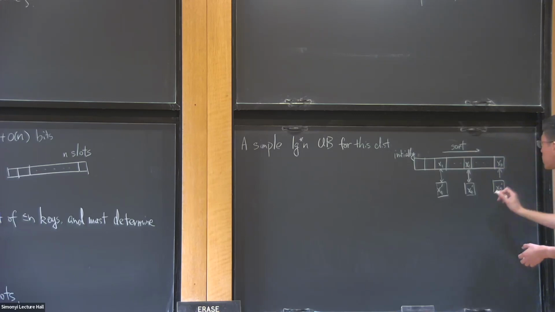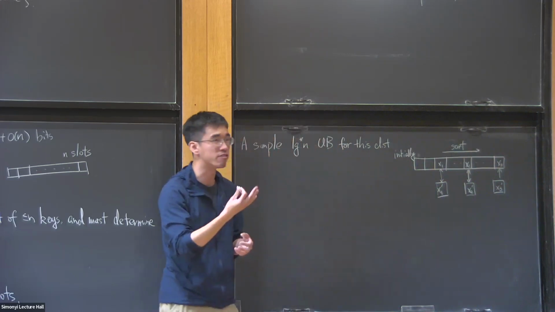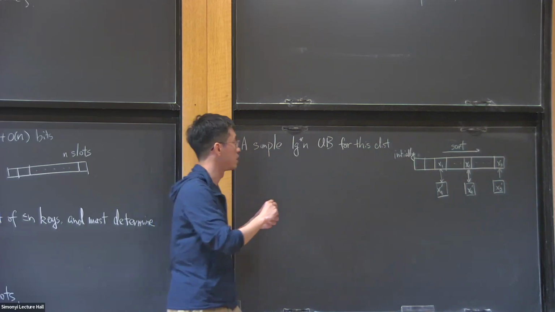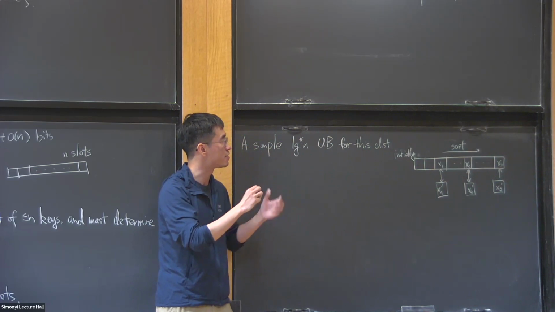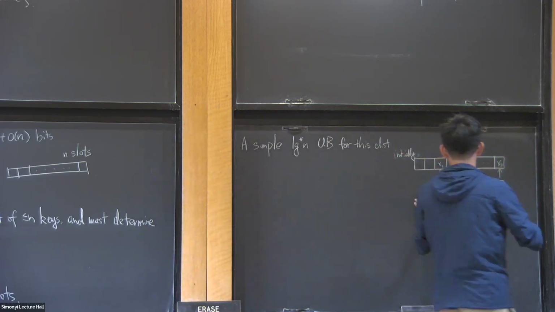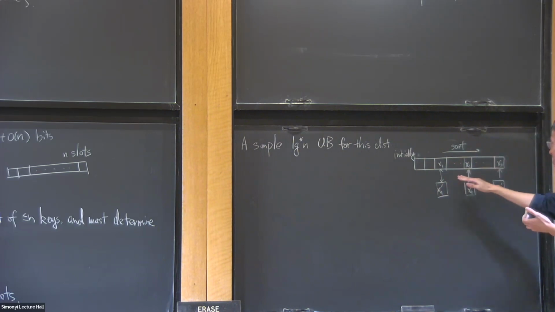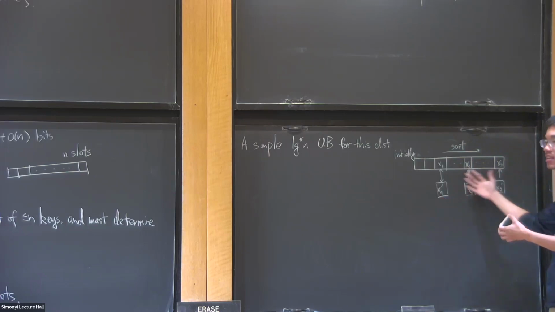But of course, I cannot keep doing this because maybe after n over log n insertions and deletions, I will run out of space. Then what I can do next is, when I have inserted n over log n things, I cannot afford to sort everything again. This is because in the amortized sense that will be log n time per operation.